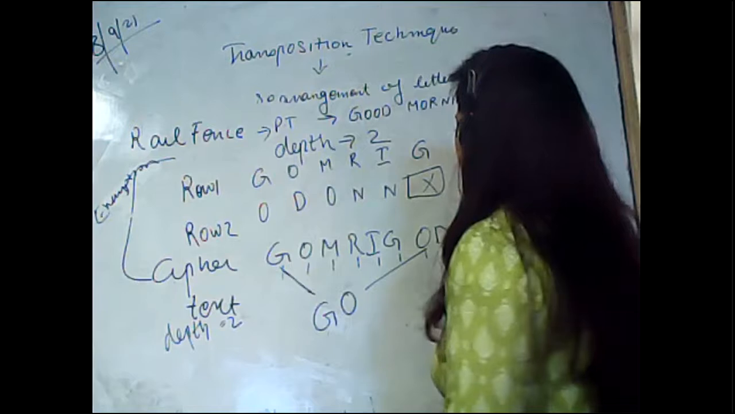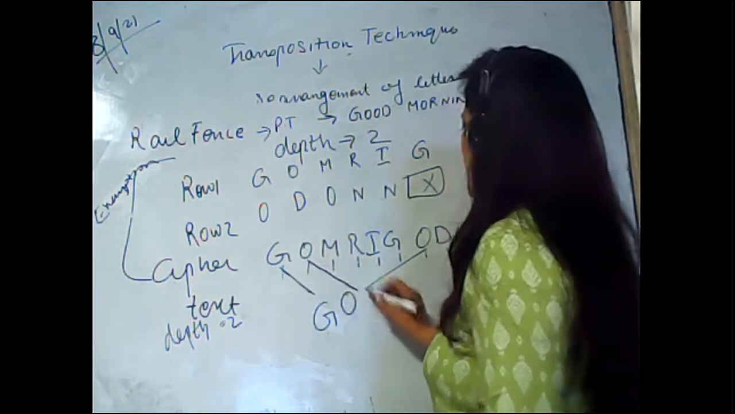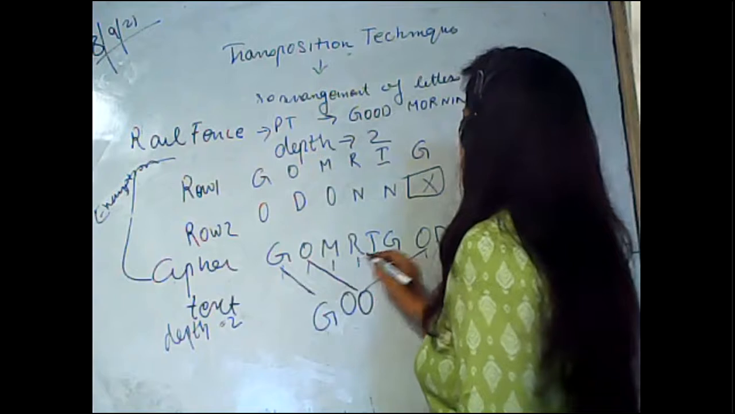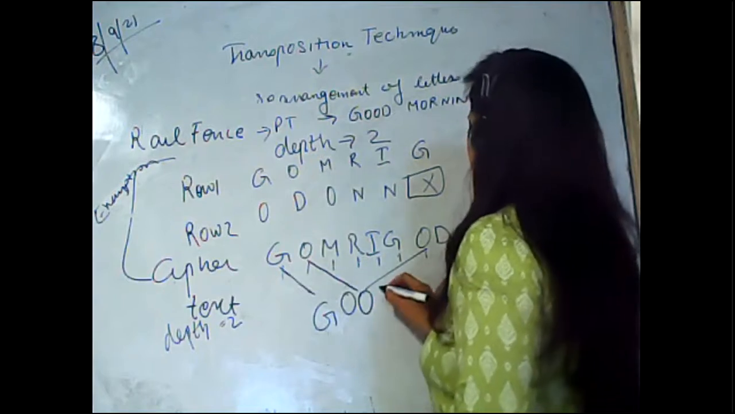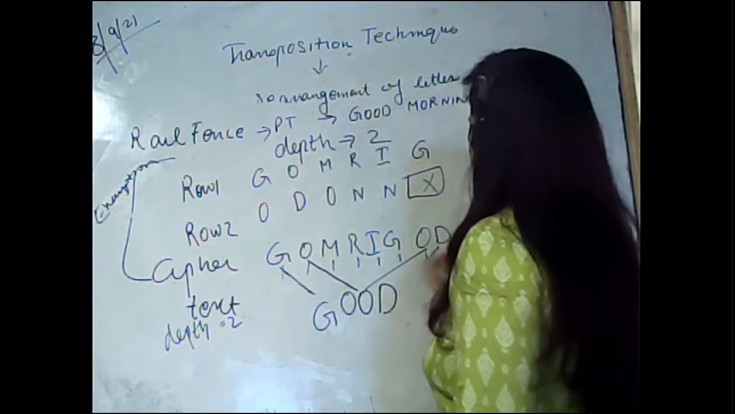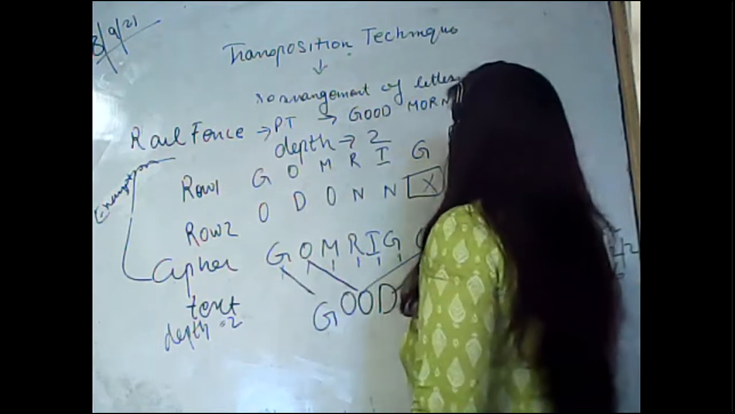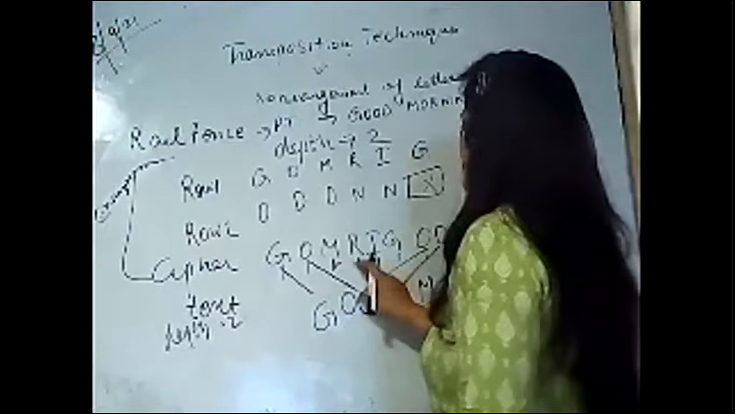Again, we have this second letter here. It is O, and we will move to the next one: 1, 2, 3, 4, 5, 6. Again, the next element will be M. This will be your M, and I will move towards the 6th element: 1, 2, 3, 4, 5, 6.